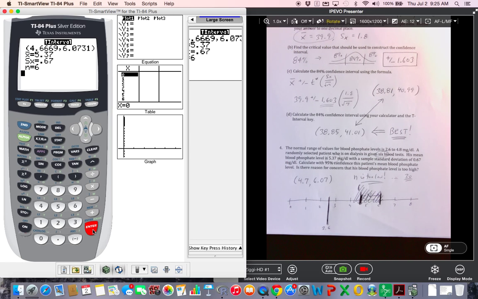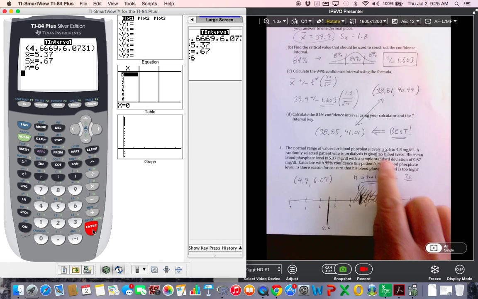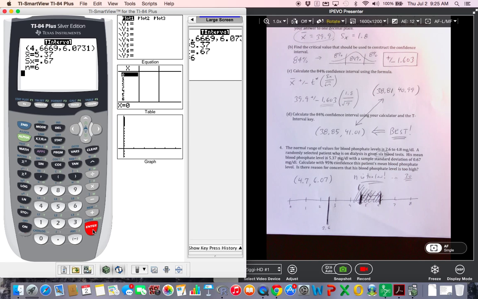But guys, based on the 6 measurements, we can't conclude statistically that this person has a blood phosphate level that's above the range of 2.6 to 4.8 because of the overlap. All right, guys, we're going to get into something called hypothesis testing, which will give us a formal procedure to test that, but more about that later.